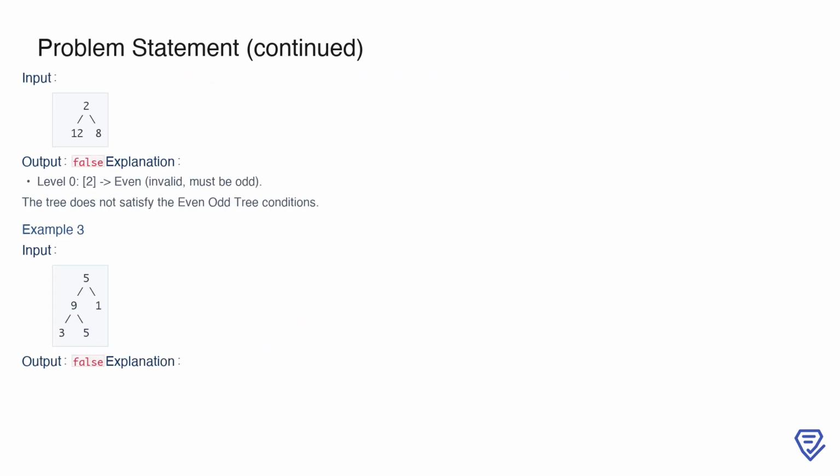In another example, we have a tree where the root value is 2, and its child nodes are 12 and 8. Looking at level 0, the value 2 is even, which is invalid because the root level must have an odd value. Since the first condition is violated, the tree does not satisfy the even-odd tree requirements, and the output is false. This highlights how a tree can fail the rules as early as the root level itself if the integer value does not meet the criteria for that level.